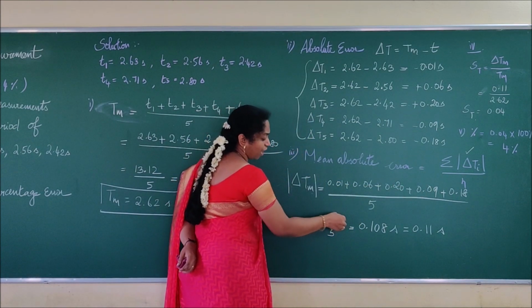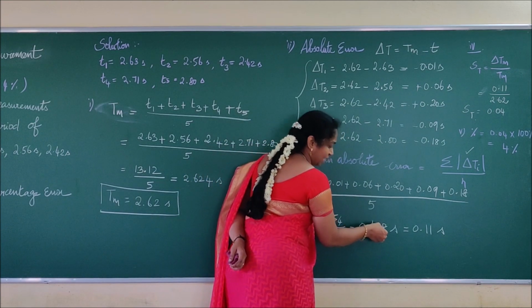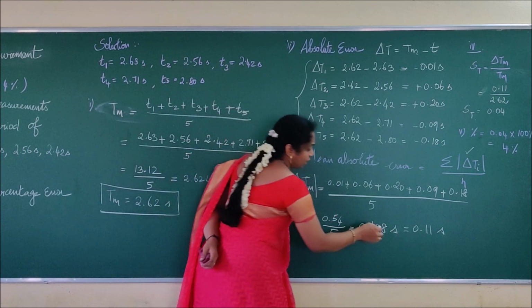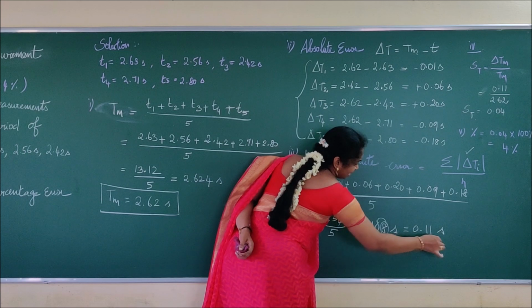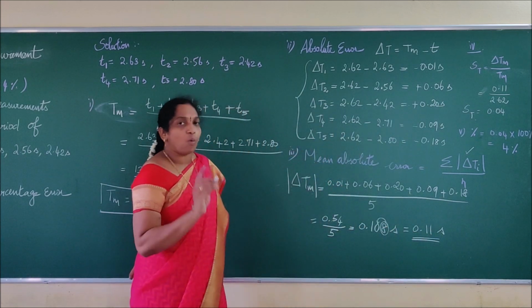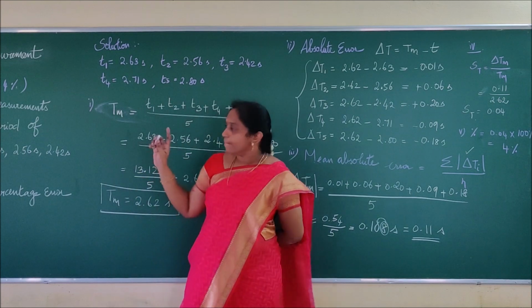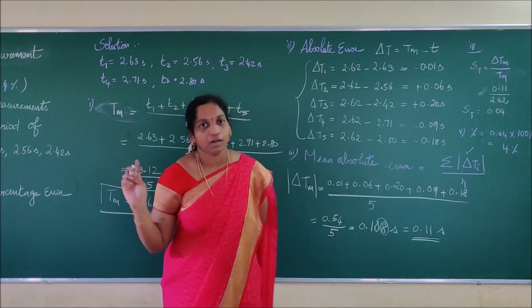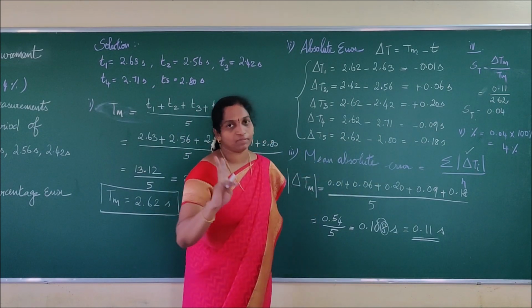So it is 0.54 divided by 5. It gives you 0.108 second. Therefore, in order to put it in 2 decimal points, it is greater than 1, so it takes one more value. So we are saying it as 0.11 second. Right? So we have calculated the mean value, the absolute error, and the mean absolute error. So 3 things we fetch.